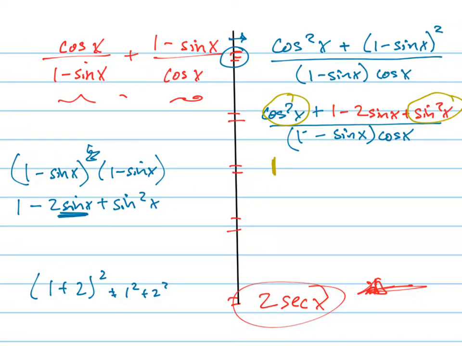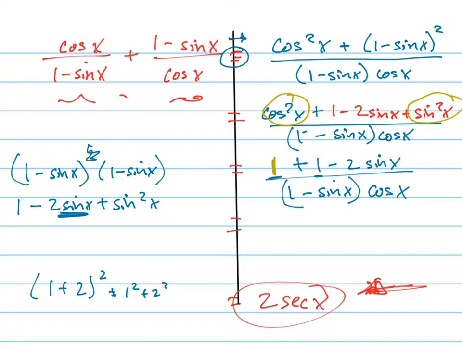And again, you don't have to prove it to anybody. You can just write the next step, and a mathematician will be able to see what you did and know what you did. So that's what changed, plus 1 minus 2 sine x all over 1 minus sine x times cosine x. You follow what I did there? Now what can I do with the 1 and the 1? Add them to 2.